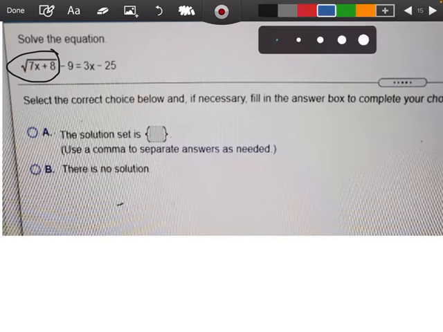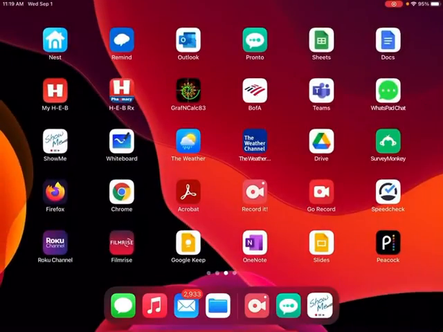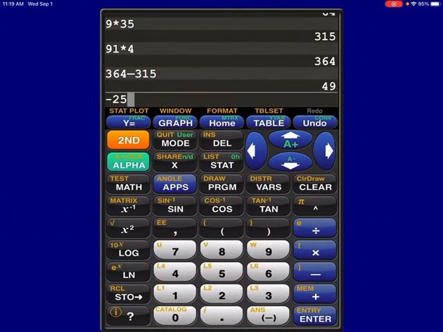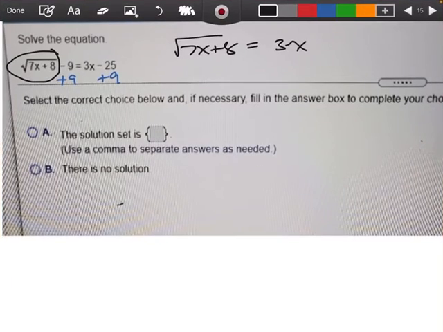First thing we're going to do, there's a minus 9 right here, so we're going to add 9 to both sides. Now we're left with the square root of 7x plus 8 equals 3x, and then minus 25 plus 9 is negative 16. So we get 3x minus 16.